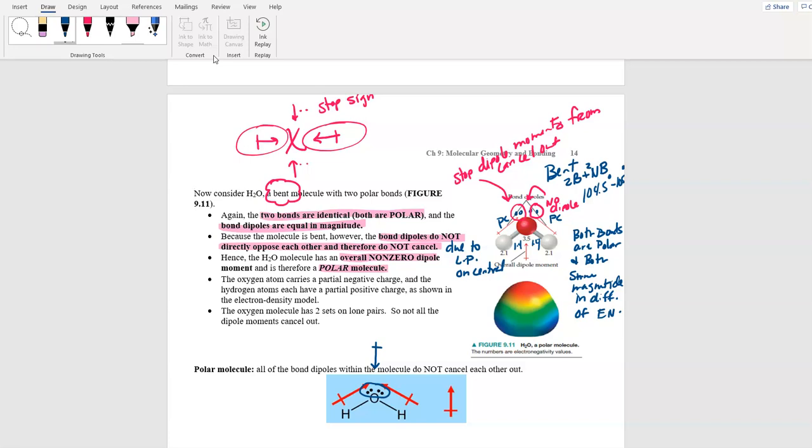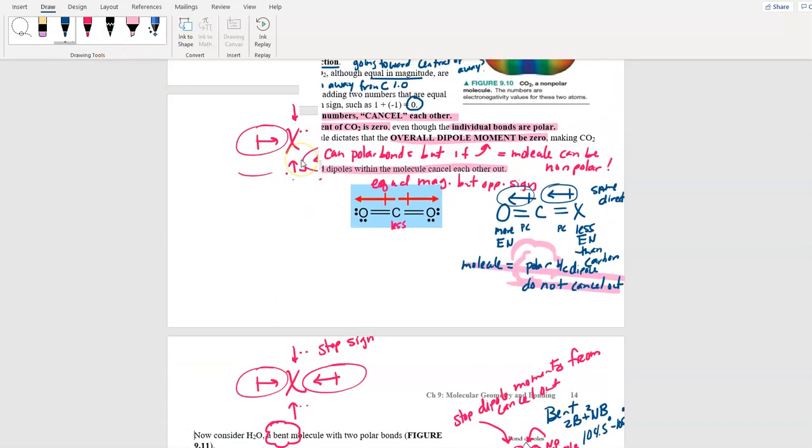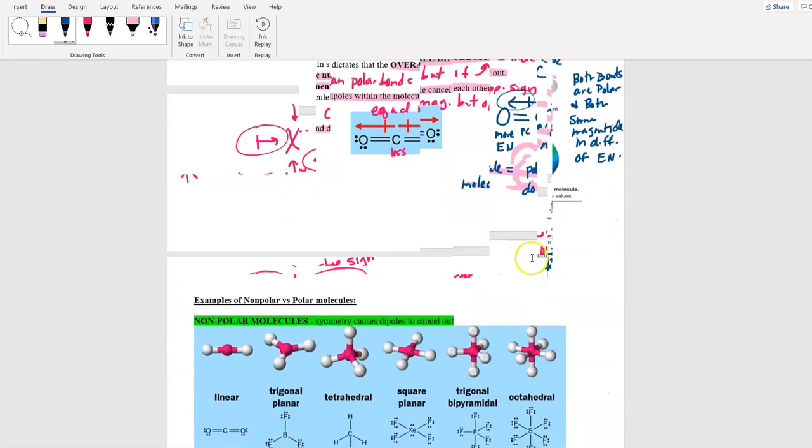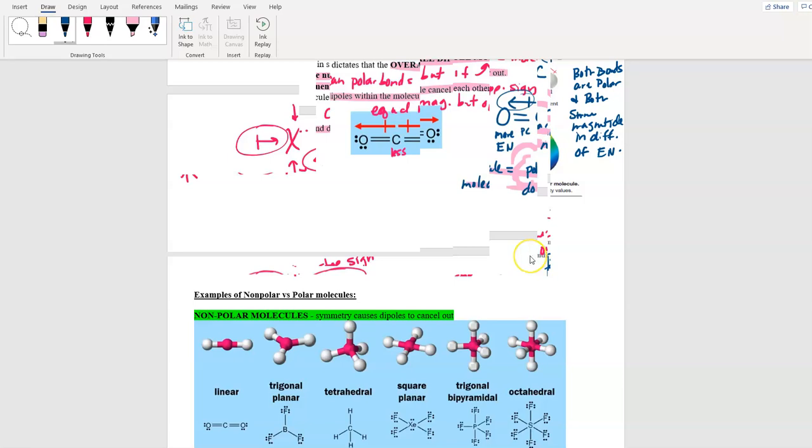So the definition of a polar molecule: AP asks you, why is it polar? Because all the dipole moments within the molecule do not cancel out. That literally is your explanation. Okay, same thing right here. Why is it nonpolar? The dipole moments do cancel out in the molecule. So before you ask me, where are the explanations? How do I explain this? I just told you right there, those two magical sentences.